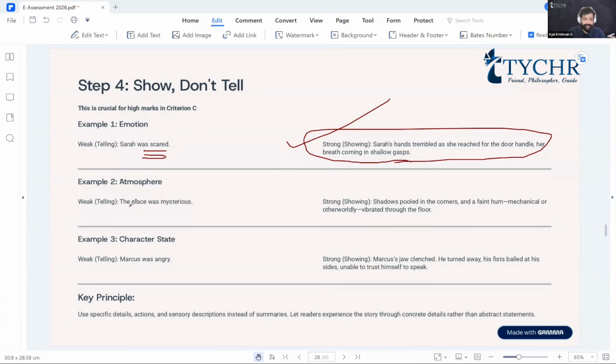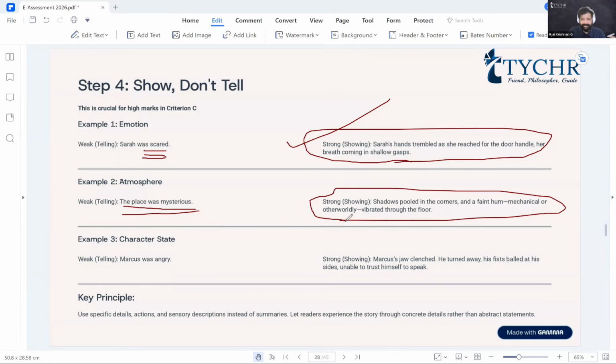Another example, "the place was mysterious." I've seen that when somebody describes the plot or setting, they just try to put it out right: this is mysterious. Don't do that. Bring it through your words. Shadows pooled in the corners and a faint hum, mechanical or otherworldly, vibrated through the floor. Whatever way, bring in the mystery. If it's mystery, if it is horror, if it is suspense, whatever the theme you're trying to portray, make sure that you express it through words. You show it to us through all the images you can build up rather than directly stating it. Okay, just keep that in mind. That is the most important tip which we can give for your task two.